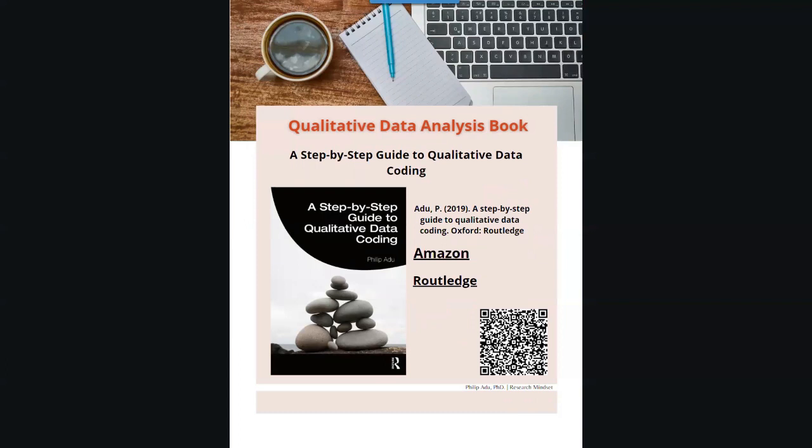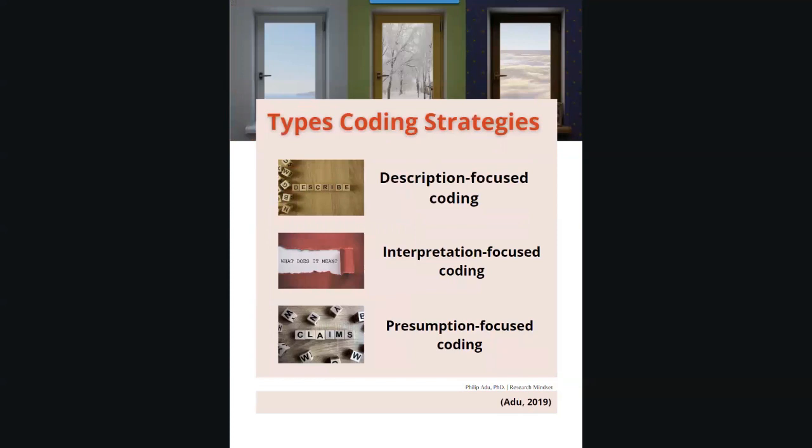In my book, which is a step-by-step guide to qualitative data coding, I came up with three main types of coding strategy that you can use to come up with codes that will be used to indirectly address your research question. For description, the name of the coding strategy is description focused coding, and then we have interpretation focused coding. This is where, when you identify significant information, you first interpret or make sense of it.